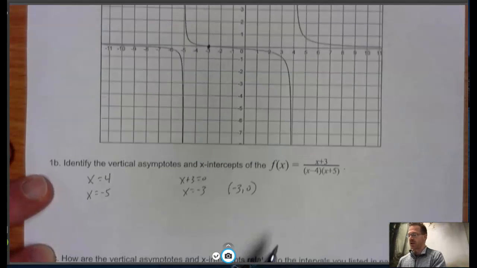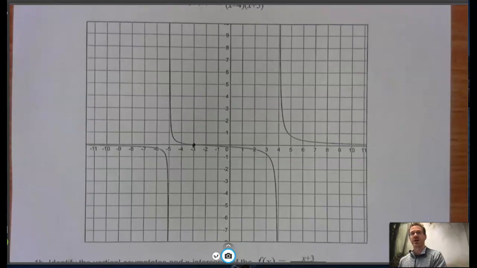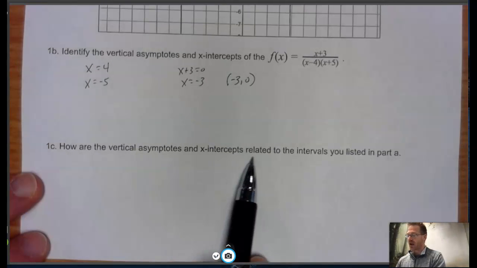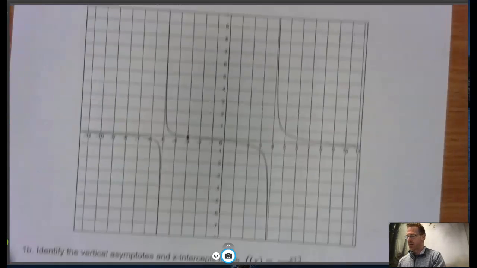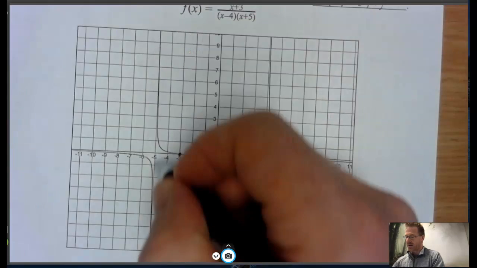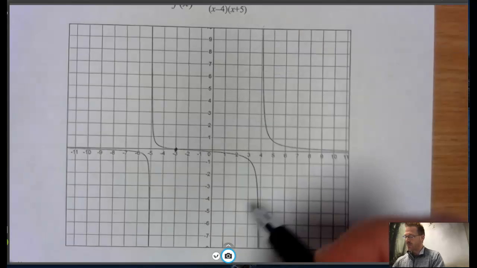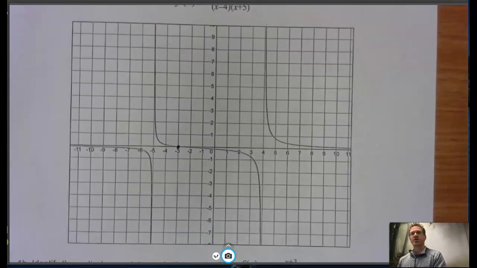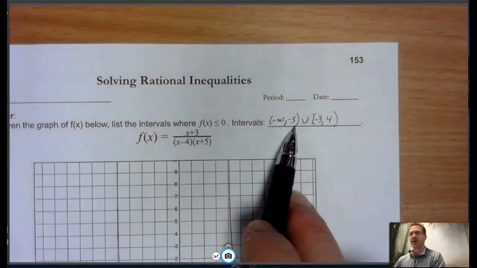And we can see how those play into the graph. So working on part C, how are the vertical asymptotes and x-intercepts related to those intervals? When I look, here's our vertical asymptote at negative 5. Here's our vertical asymptote at 4. And then here's our x-intercept at negative 3. So notice those are the beginnings and ends of our intervals here.